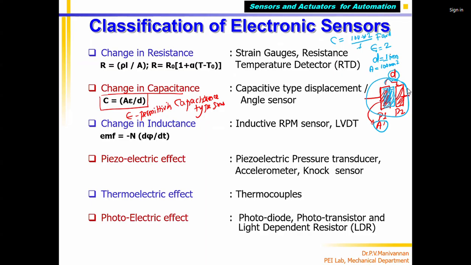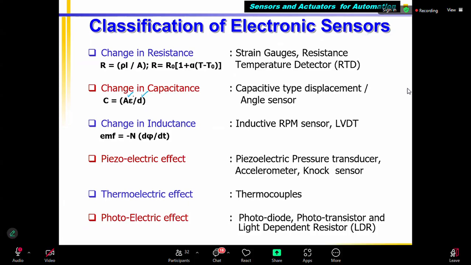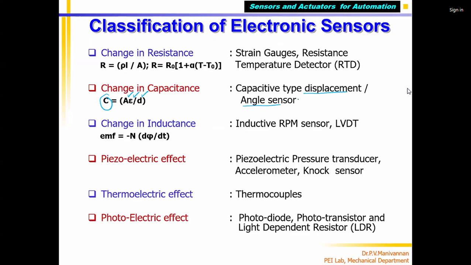Then I can calculate this one. Now in this equation, by changing any of this, A or D or epsilon, I can change the capacitance. So that means this kind of sensors are used for angle measurement and displacement. Linear displacement and angular displacement can be measured using this.